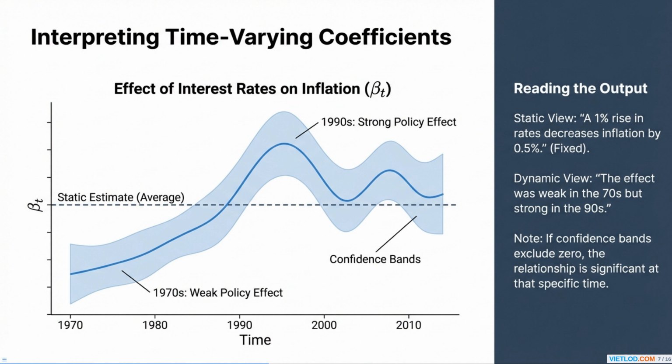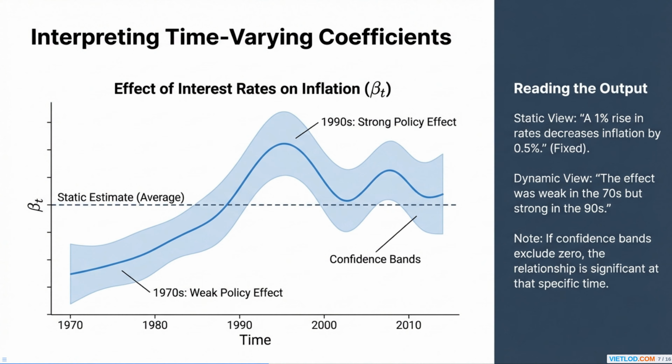The primary output of a BTVCVAR is a plot of each coefficient over time, like the one shown here for the effect of interest rates on inflation. A traditional static model would give you a single horizontal line, the average effect over the whole period. For example, a 1% rise in rates decreases inflation by 0.5%. The dynamic view, however, tells a much richer story. We can see that the policy effect was weak in the 1970s, but became much stronger in the 1990s.